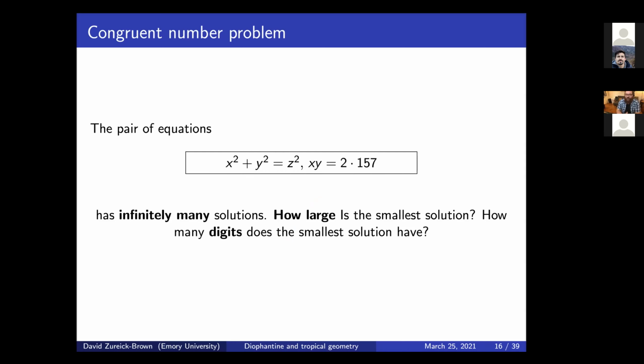But the $1 million conjecture doesn't tell you what they are. You can ask, how large is the smallest solution? And how many digits does the smallest solution have?